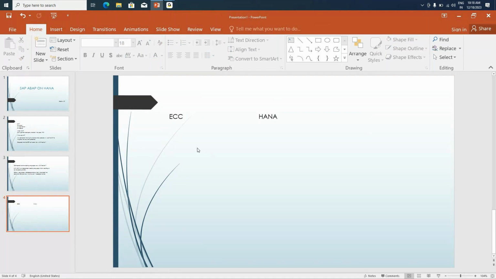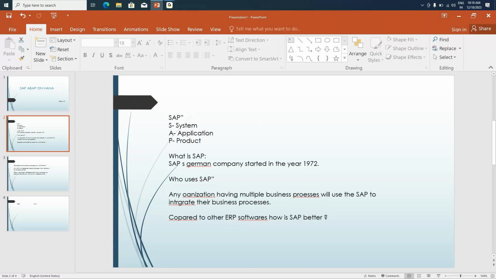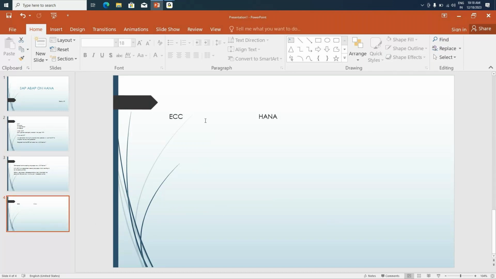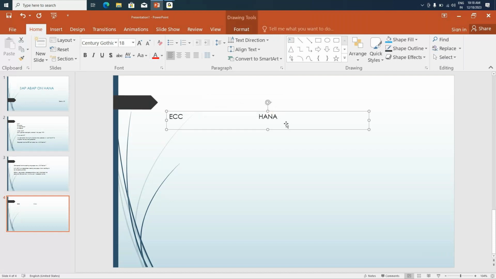Earlier we spoke about architecture, correct? I told you that SAP is an ERP software. So what does ERP exactly mean? Similar to SAP, ERP also has an abbreviation. E stands for enterprise, R stands for resource, P stands for planning.